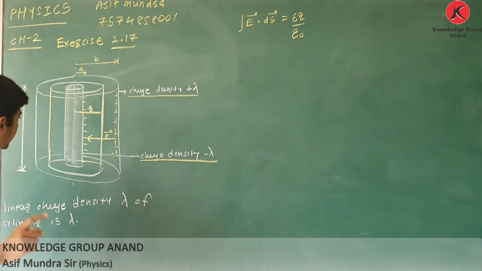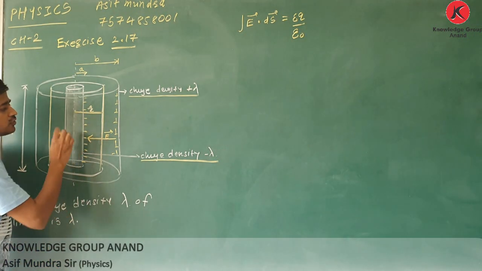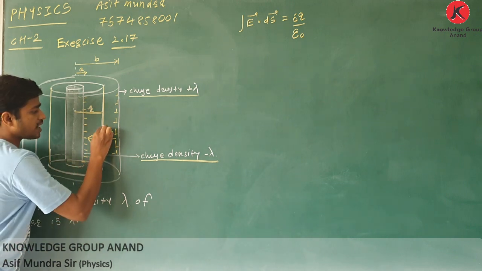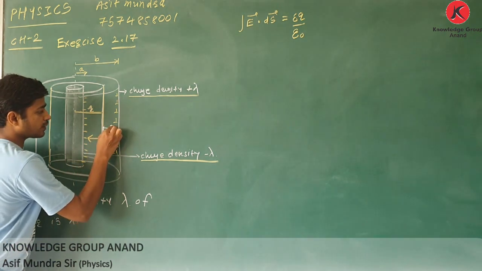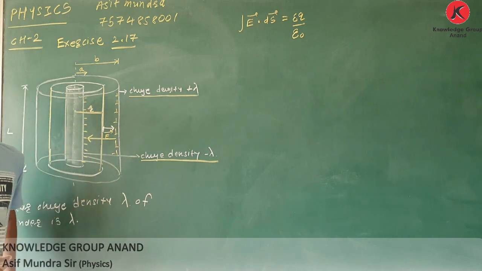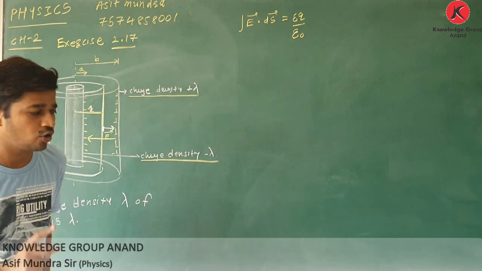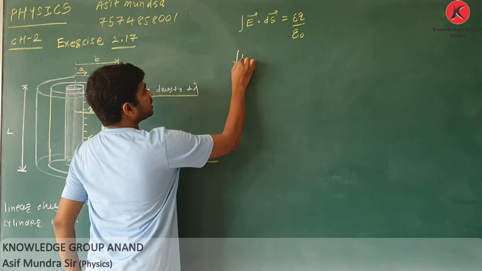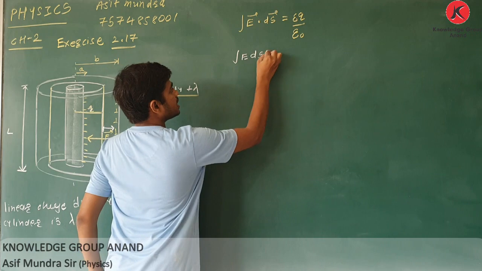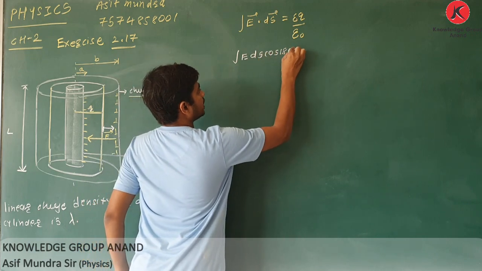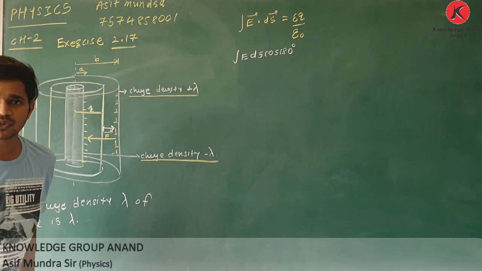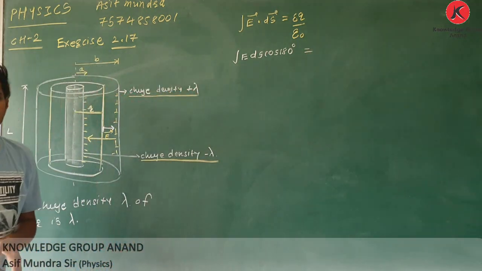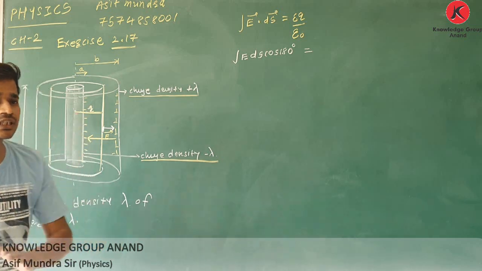Clear about this? Okay. We know that the area vector is always perpendicular, outward. So for this Gaussian surface, the area vector is always perpendicular outward. Clear about this? Okay. So how to write this equation? It is integration E ds cos 180. Any doubt? Okay. Is equal to sigma q. Sigma q means the charge enclosed by the Gaussian surface.